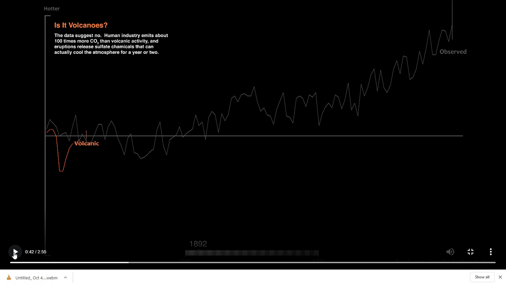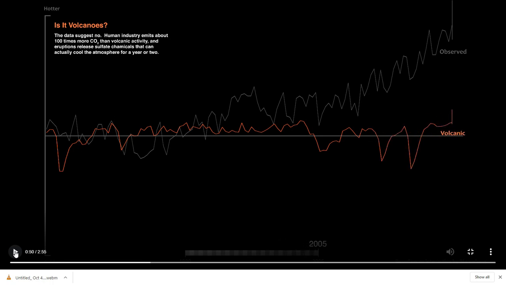So let's look at how volcanic. Now, I want to pause it here. It looks like there's a pretty good correlation right in this little time frame, but then, let this run out, it kind of then does not track well. So, let's see what else.